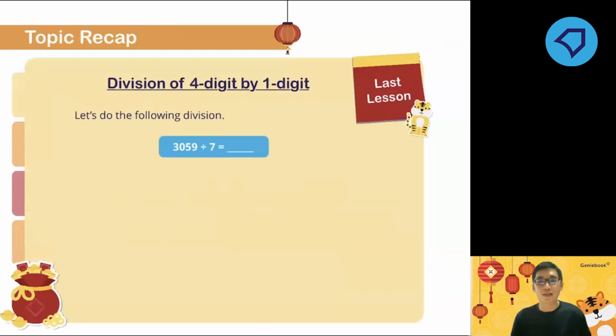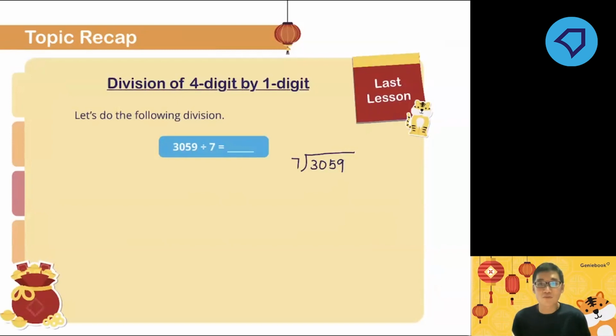So we have here 3,059 divided by 7. If you remember how I teach you the long division method, which is your daddy, mommy, sister, and brother method, your DMSB. Let's apply that to this sum. 3,059 divided by 7. D here stands for divide first.